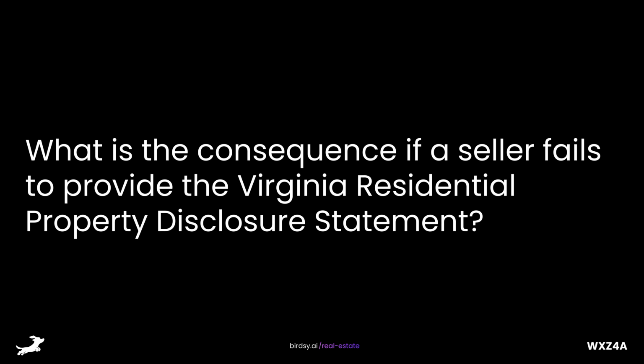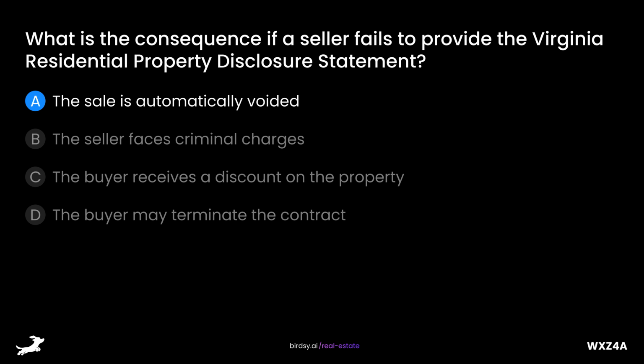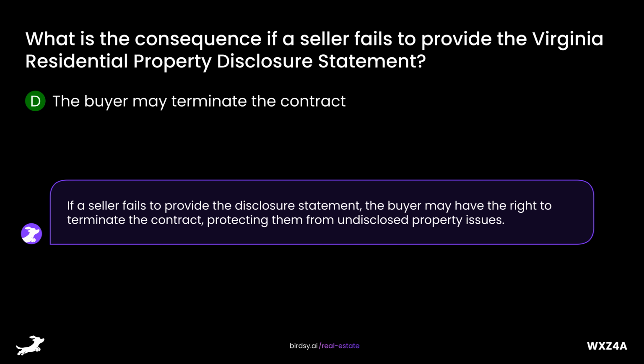What is the consequence if a seller fails to provide the Virginia Residential Property Disclosure Statement? Is it A, the sale is automatically voided, B, the seller faces criminal charges, C, the buyer receives a discount on the property, or D, the buyer may terminate the contract? The answer is D, the buyer may terminate the contract. If a seller fails to provide the disclosure statement, the buyer may have the right to terminate the contract, protecting them from undisclosed property issues.